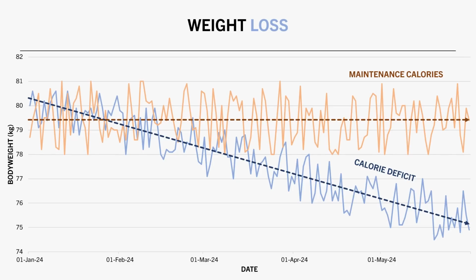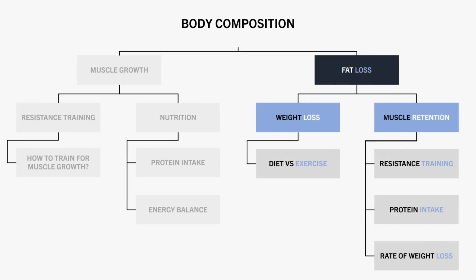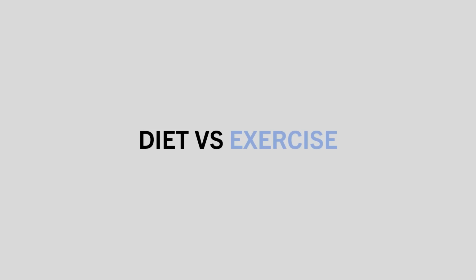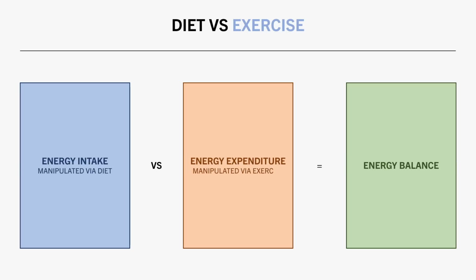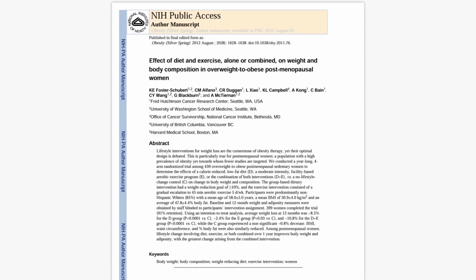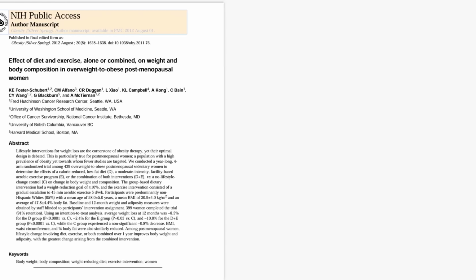As we have mentioned, there are 2 sides to the energy balance equation, intake and expenditure. And technically we can achieve a calorie deficit by either reducing our calorie intake or by increasing energy expenditure via exercise. So which one should we rely on more to achieve weight loss? In most cases, diet interventions are more successful in reducing body weight compared with exercise interventions. For example, this study explored the effects of a diet and/or exercise intervention on weight loss.